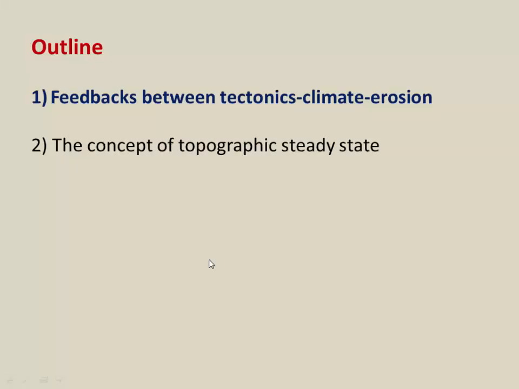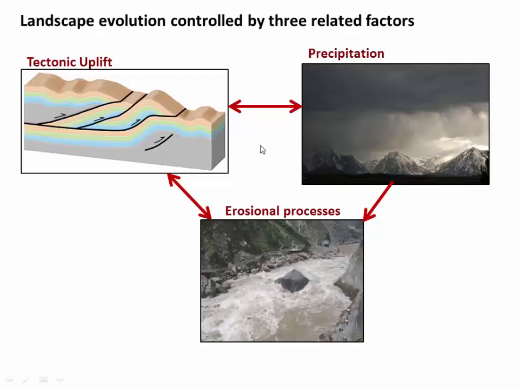And in this video, we're going to do two things. We're going to look at the feedbacks between tectonics, climate, and erosion, and then we're going to use those to think about this concept of topographic steady state. So who are the players in this battle?